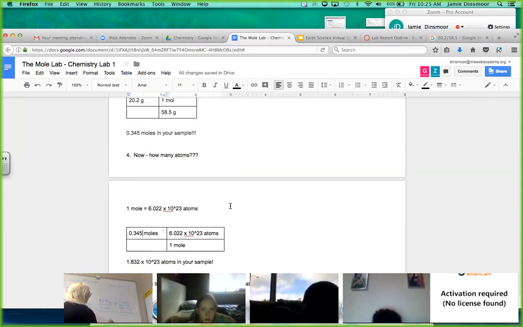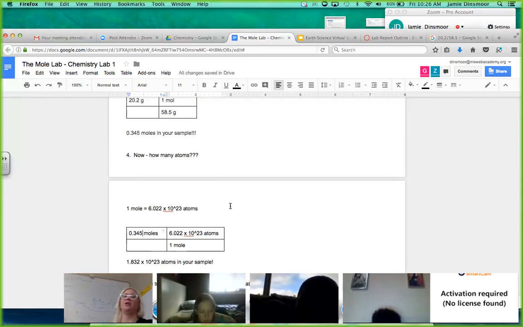So we have 0.345 moles. And we wrote a conversion about moles in the beginning, right? Moles to atoms. So we know that 1 mole equals 6.022 times 10 to the 23rd atoms. So now guess what? Moles can cross out, and we are left with just atoms as our unit, and we're left with a really simple multiplication here. Just kidding, it's not that simple, right? We have 10 to the 23rd in here.